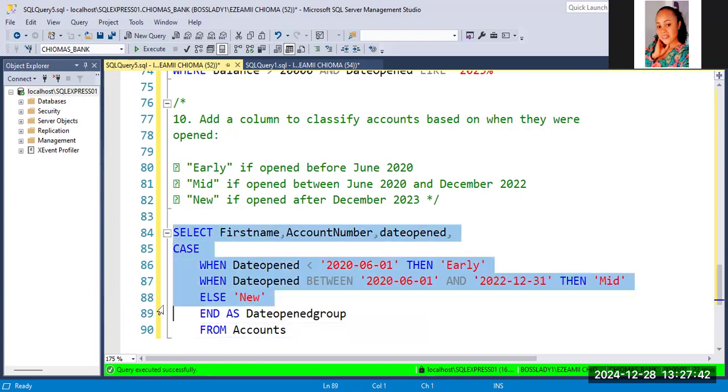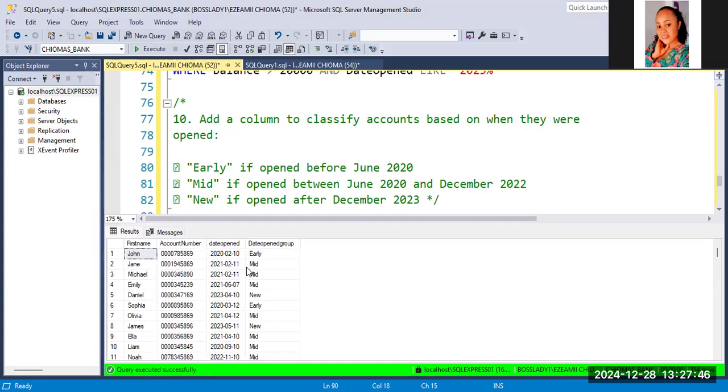So this solves our question. You see? So if you look at this now, we've successfully grouped all our customers according to when they opened the account, whether early, new accounts or mid. All right. So this case condition is very, very important when we want to categorize our data.